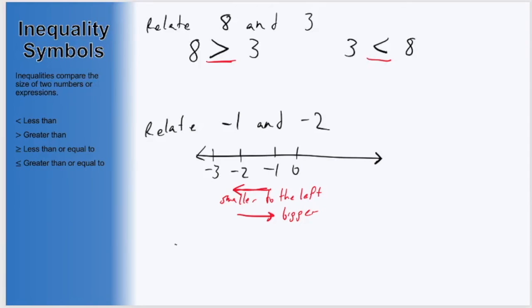So if I wrote -1 on the left and -2 on the right, what should go in the middle here? Well, as we just saw, -1 is the bigger number, so our symbol should open up towards the bigger number. And here we have -1 is greater than -2. Conversely, if we wrote -2 on the left and -1 on the right, what should go in the middle? -1 is still our larger number, so our symbol will open up towards that. And we get -2 is less than -1.